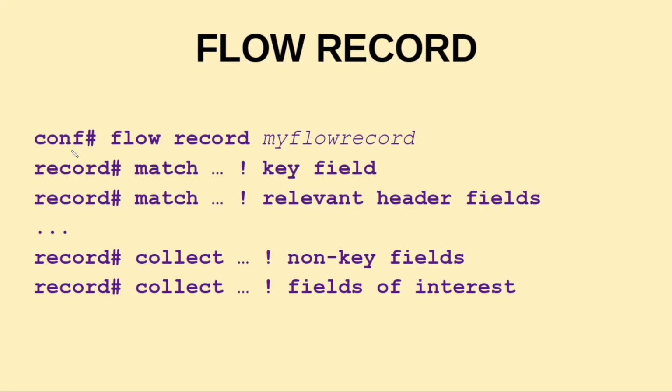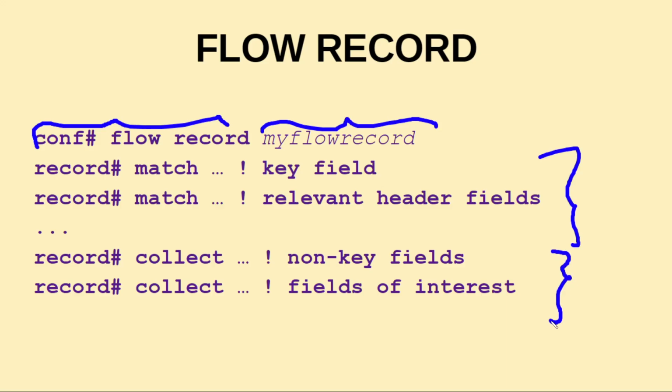In order to create a custom flow record, we will use this command, flow record, and the name of the custom flow record. We will need to provide the keys and collects that will create this record. Be aware that creating these custom flow records may become complex. You will need to go through a design phase before you start configuring one of these.